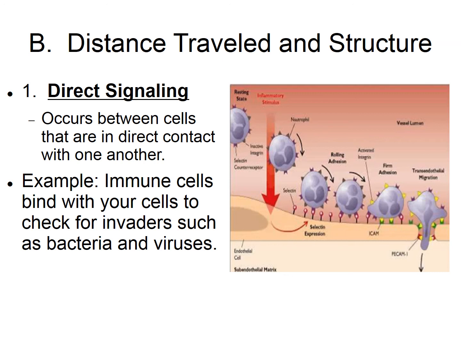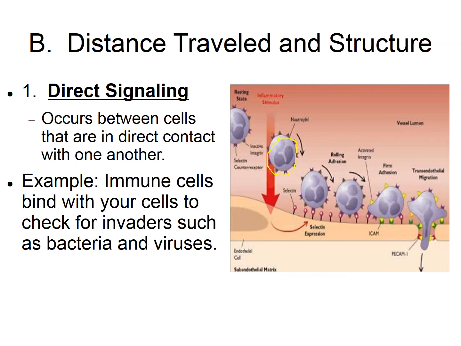So first we have this type of signaling called direct signaling. Direct signaling occurs when cells are actually physically touching one another. So there's no distance between them. White blood cells are a great example of direct signaling. Here we have a white blood cell, and what these guys do is they patrol your body, and they are looking for invaders, bacteria and viruses that are not supposed to be there.